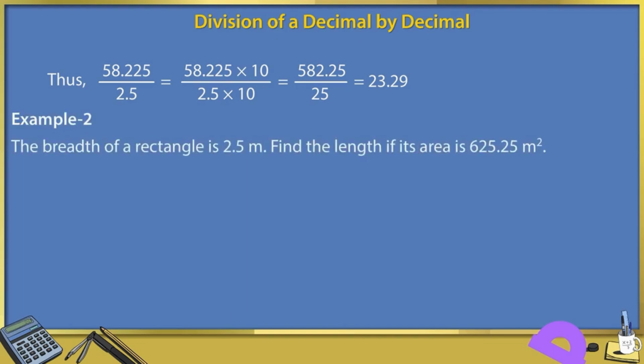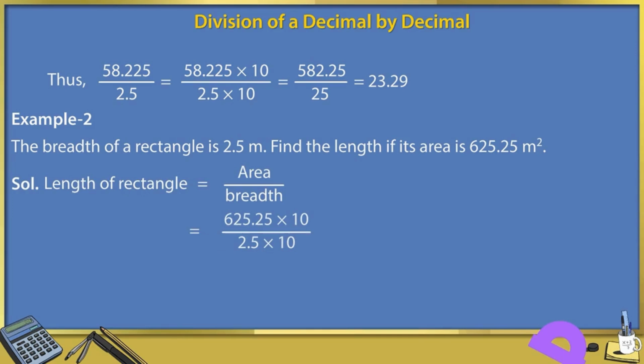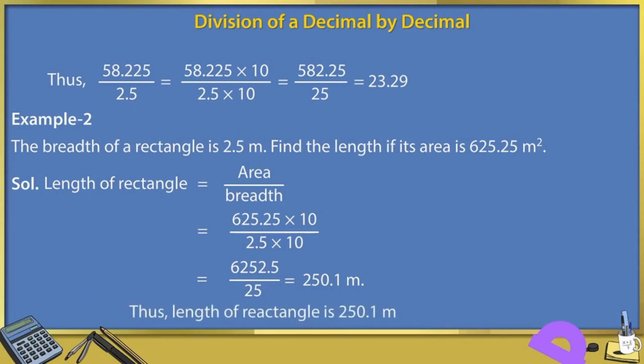Example 2. The breadth of a rectangle is 2.5 meter. Find the length if its area is 625.25 meter square. Solution. Length of rectangle is equal to area by breadth, which is equal to 625.25 into 10 by 2.5 into 10, which is equal to 6252.5 by 25, which is equal to 250.1 meter. Thus, length of rectangle is 250.1 meter.